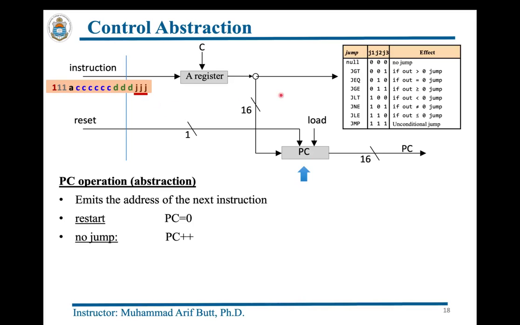If these 3 bits are 0, that is, there is no jump, the program counter is just incremented by 1, assuming that the next instruction in the sequence is on the next address. So if the value of the program counter right now is 0, it will become 1, then 2, then 3, then 4, then 5, and so on. So our program will execute in a sequence.